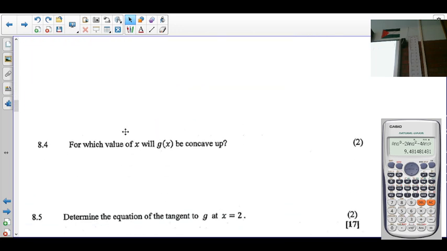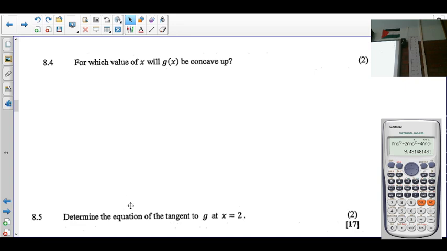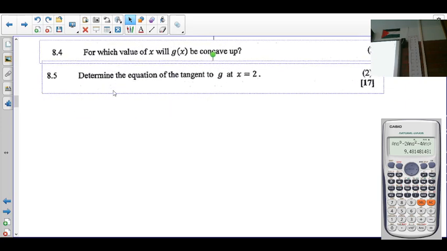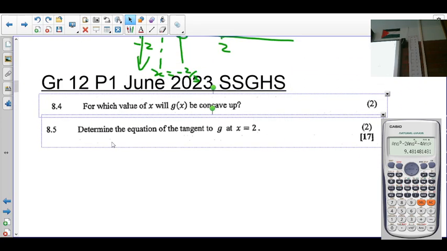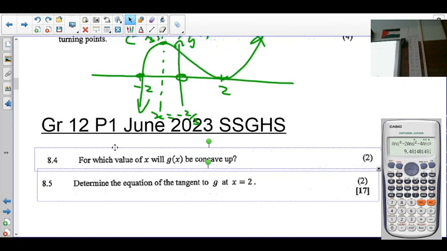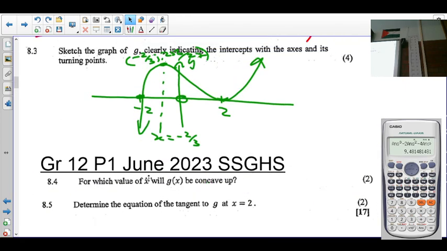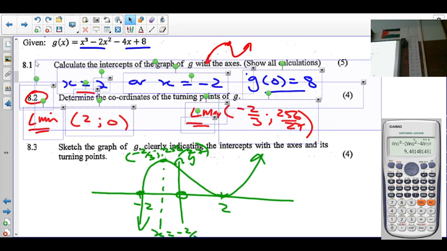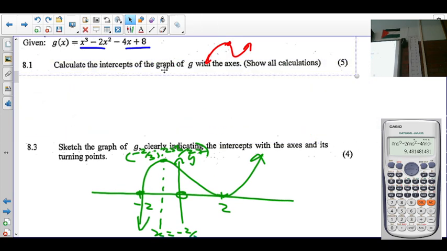The next question says, for which values of x will g of x be concave up? Now concavity polarity swaps at the point of inflection. So how do I calculate the point of inflection? Of course, it is the second derivative. So what I'm going to do is take this now off. I don't need that anymore.